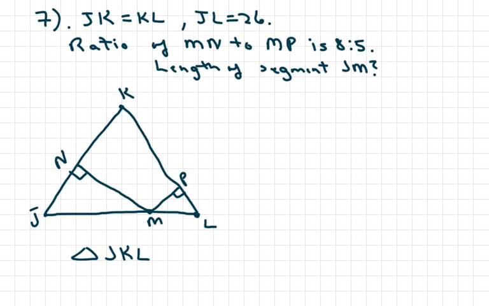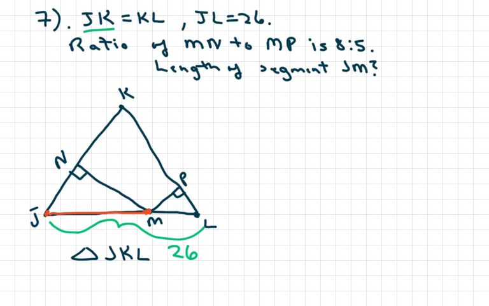Number 7. We have, and this was hard to type as well, so I went ahead and drew this. JK equals KL, so these sides are the same. And JL, where's JL? This whole length is 26. So the ratio of MN to MP is 8 to 5, and we need to find the length of the segment between J to M. So we want to find this length right here.